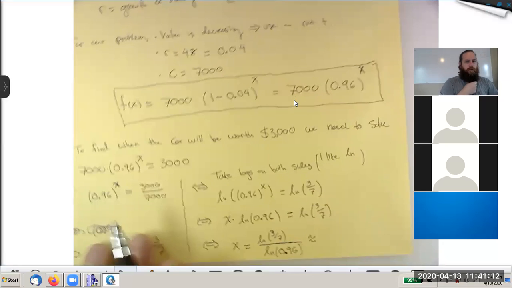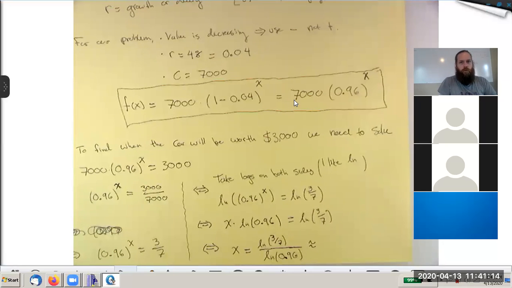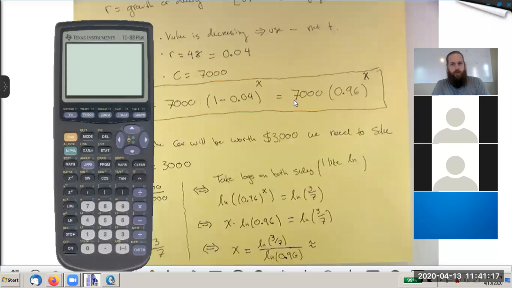Often, though, we want a decimal approximation because I have no idea how big that number is off the top of my head. So I'm going to swap you over to my calculator here, and we can do this calculation together. I'm going to hit the ln button and then type 3 divided by 7 and close that parentheses. That's my numerator. And I want to divide that whole thing by, and you see why this parentheses is so important. Without this, we would get into trouble. I want to divide that by the ln of 0.96.